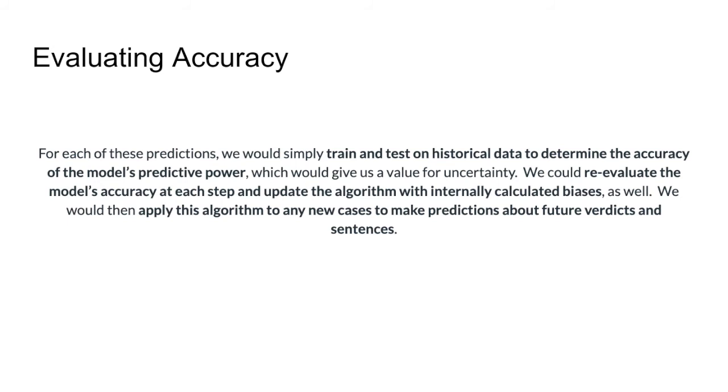Now, you can also reevaluate the model's accuracy at each step and then update the algorithm based on whether or not there are biases that are baked in at each step, right? Based on temporal or geographic or jury composition-based biases. We would then apply this algorithm to any new cases to make predictions about future verdicts, and then we recalibrate our accuracy continuously thereafter.